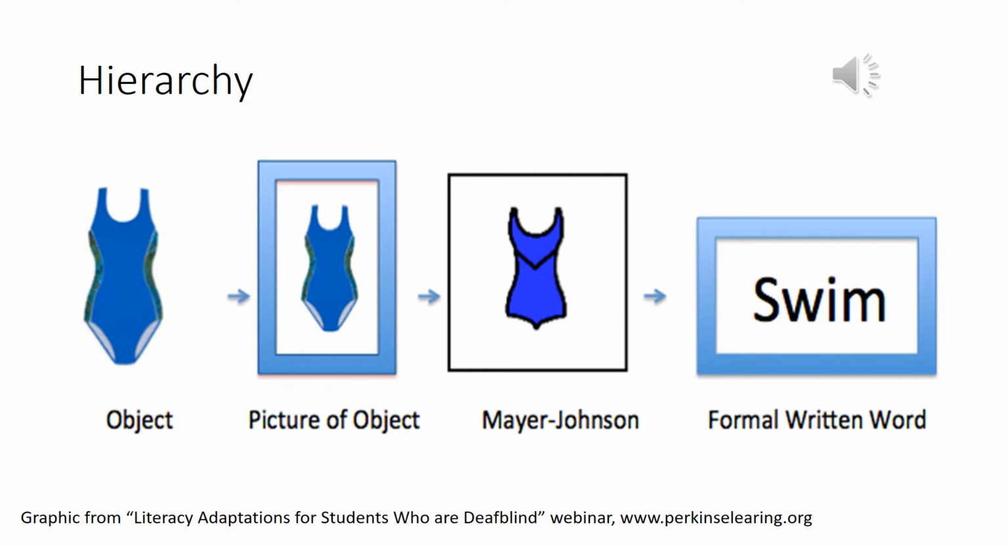My vision consultant talked to me a lot about the hierarchy of symbols and objects with students with visual impairments in particular, and moving from the whole object to a partial object to a picture of the object and then to the written word if that's possible.